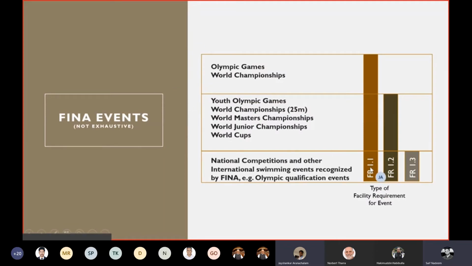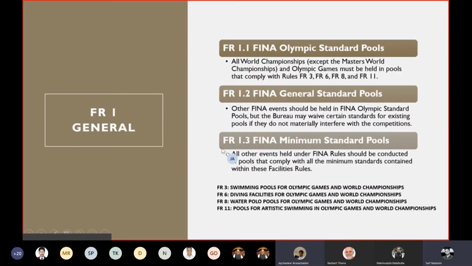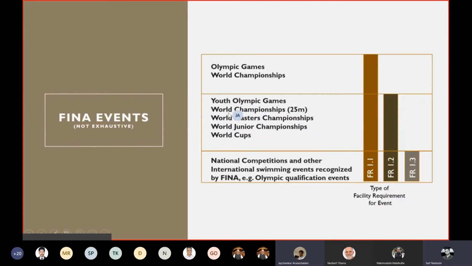If you look at FR 1.1, the main pool, you can hold the Olympic or World Championship in this. The general standard pool can hold events from the Youth Olympic Games up to World Cups and Junior World Cups. The last one covers all national competitions and any other event recognized by FINA. So this is the explanation of this slide. In case you have any questions, please write them in the chat. We will keep answering them as well. Going ahead.